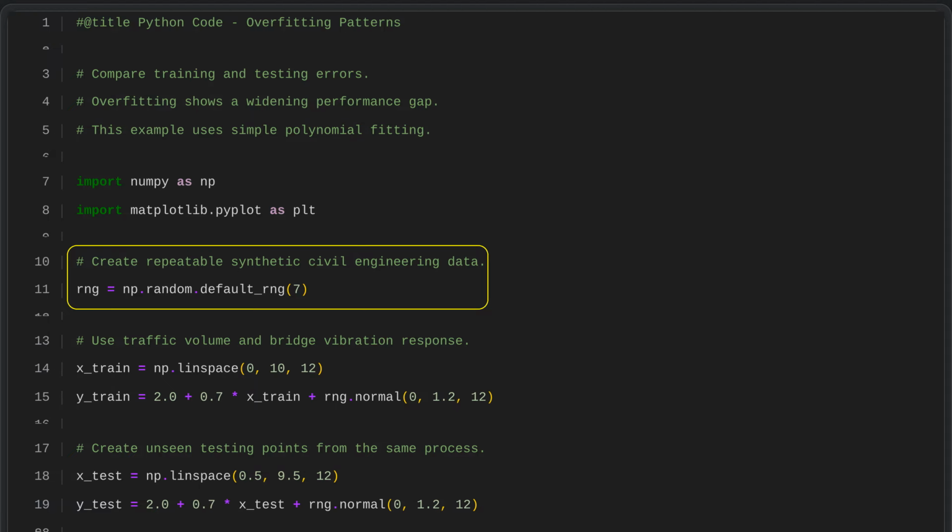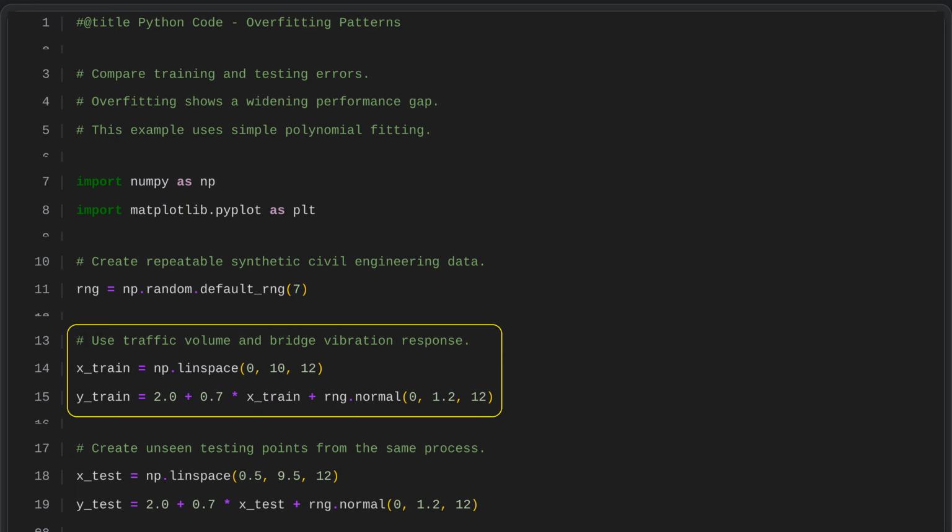To make synthetic data repeatable in civil engineering simulations, initialize NumPy's default random number generator with a fixed seed, such as 7. This ensures the same random values are produced each time the code runs, supporting reproducible experiments and simulations.